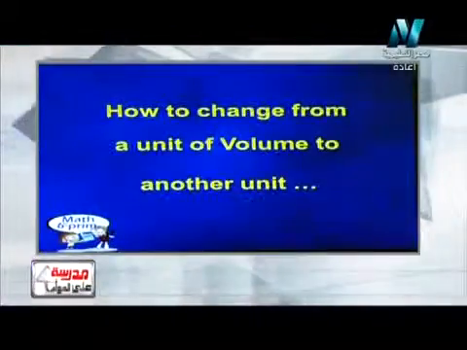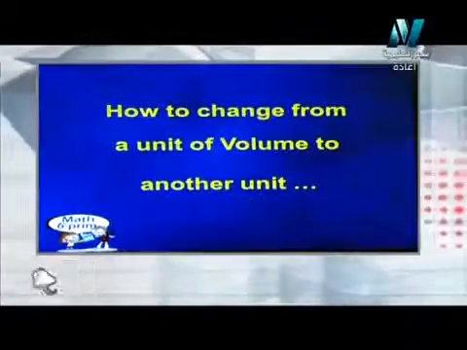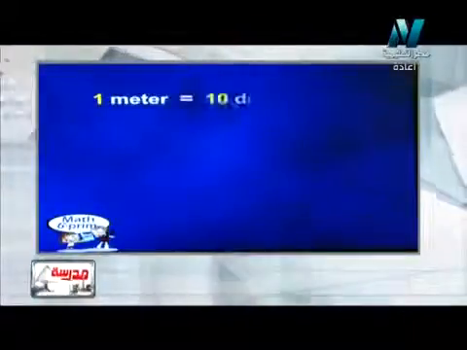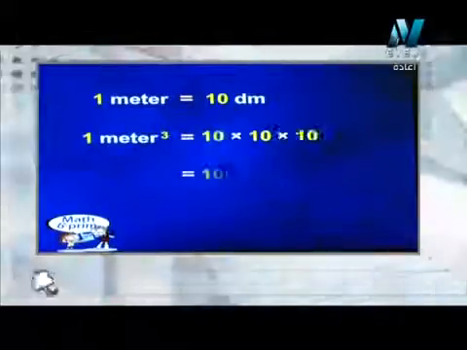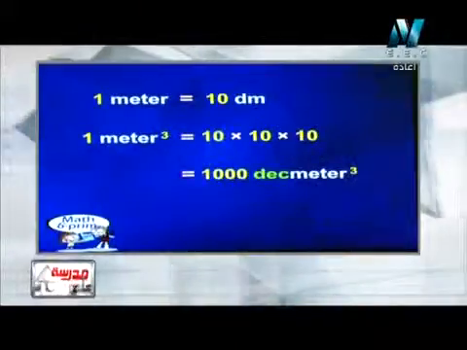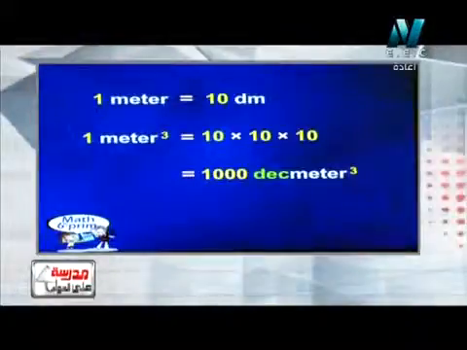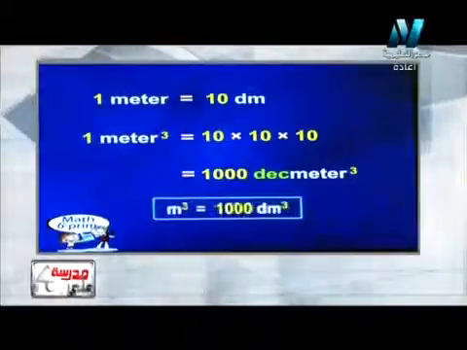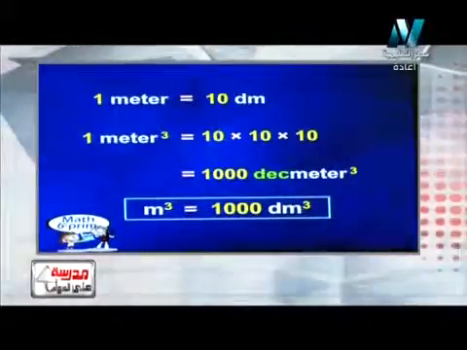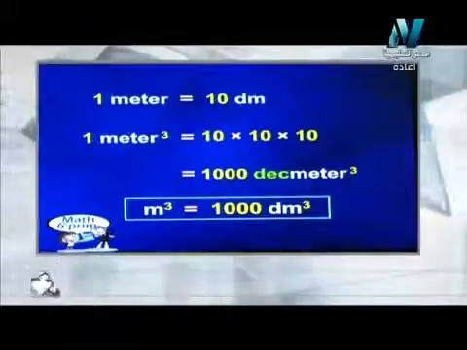Let's study this point: how to change from one unit of volume to another one. We have to know the relation between them. The first one: 1 meter equals 10 decimeter. So 1 meter cube equals 10 times 10 times 10 equals 1000 decimeter cube. It's a very important relation between meter cube and decimeter cube. So we can write meter cube equals 1000 decimeter cube. Every meter cube is 1000 decimeter cube.